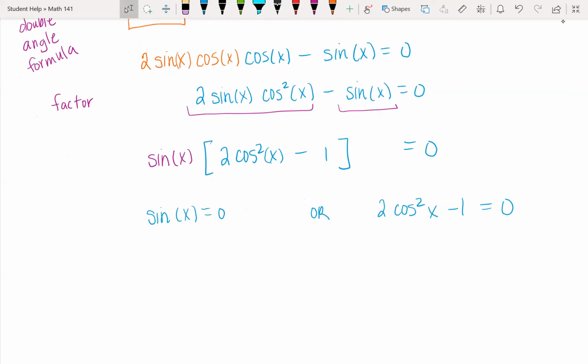The sine is equal to 0 when x is equal to 0 or pi, right? That's when we have sine being 0, when the cosine is either equal to 1 or negative 1 here and here. So that'll be our two solutions for that set.